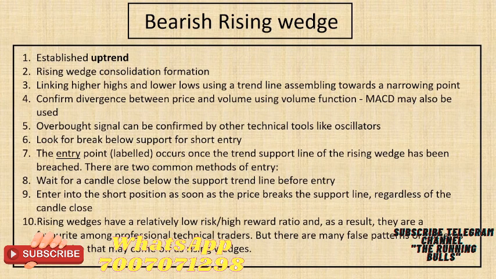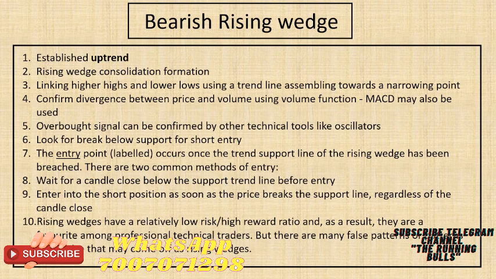Linking higher highs and lower lows using a trend line, we have already seen that it assembles towards a narrowing point. So it will get narrowed. A firm divergence between price volume and volume function. We'll also see in upcoming videos how to use it with price volume and MACD. The overbought signal can be confirmed with other tools like oscillators.